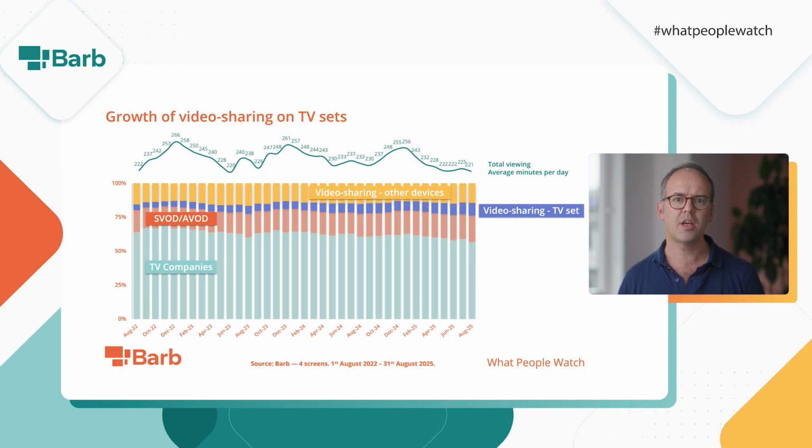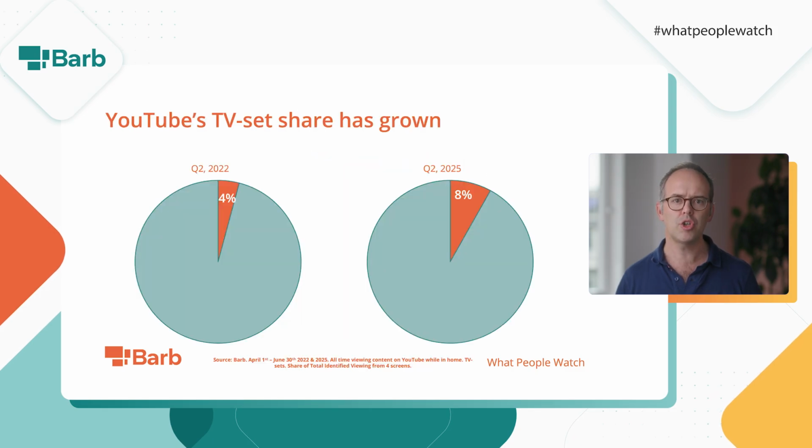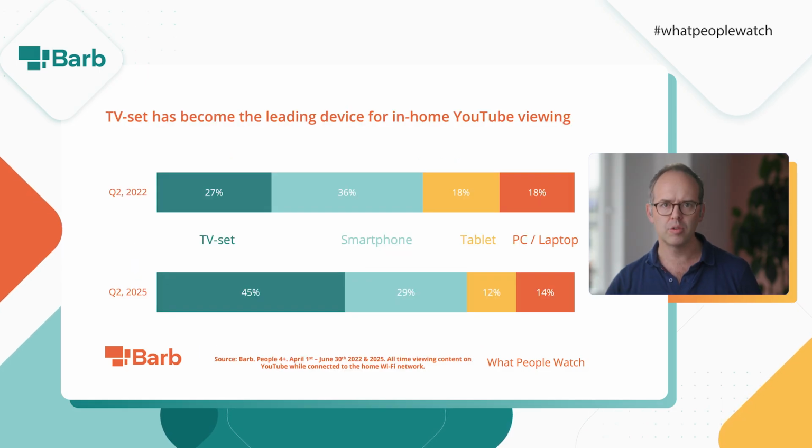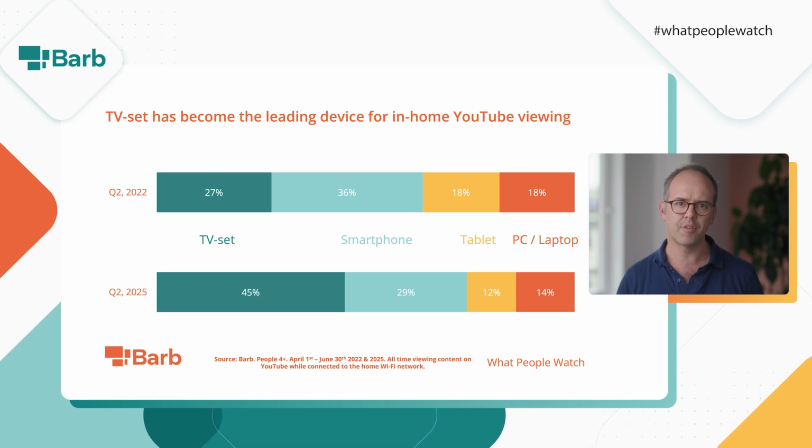If we break out video sharing viewing on the TV set, we see growth from 4% in August 2022 to 9% in August this year. And we can see that YouTube's share of viewing on the TV set is clearly the driver for video sharing overall. If we move on to look at the split of devices that people use to watch YouTube at home, we see that the TV set has become the leading device.